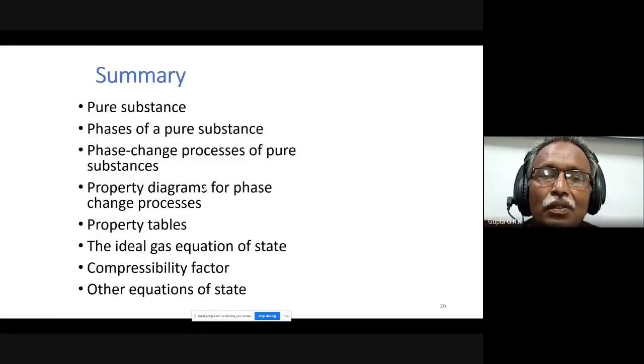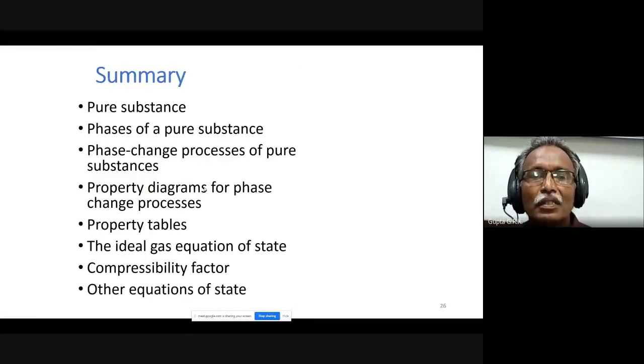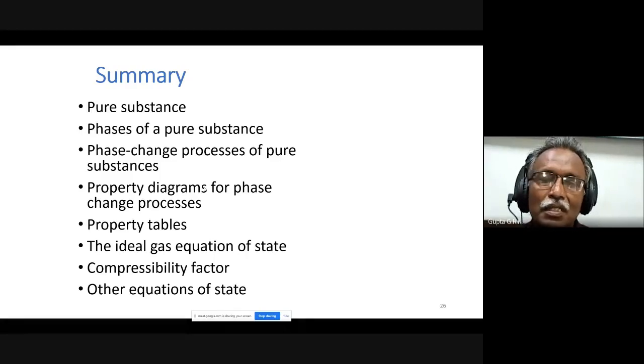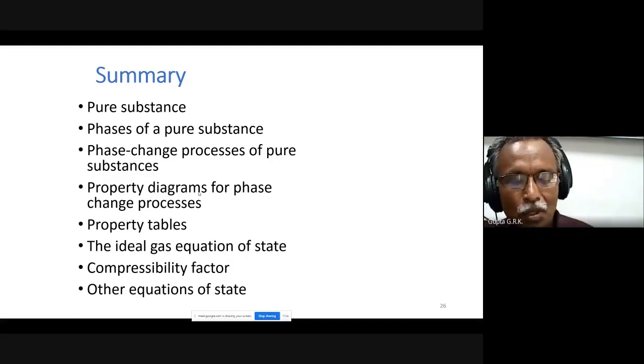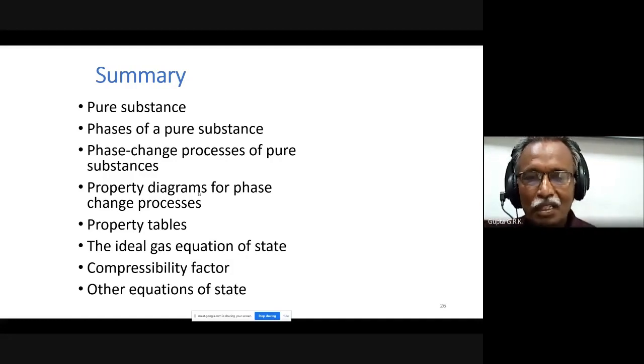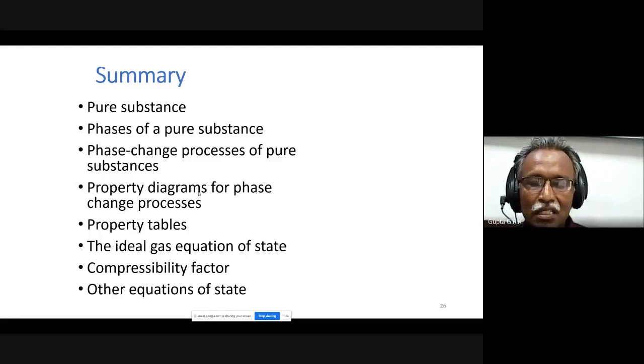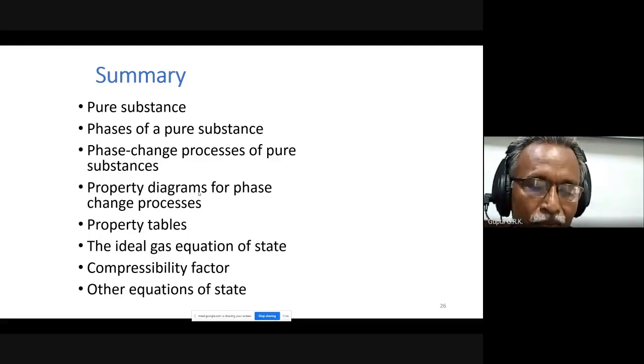So that is that actually. We have seen in this chapter, the chapter is completed. We will see the problems later. So: pure substance, phases of pure substance, phase change process of pure substance, property diagrams for phase change processes, property tables, and ideal gas equation of state, compressibility factor, and other equations of state. So these things we have discussed. And now we will see actually how we can solve the problems. Because now I cannot use the board and write something, we will see from the textbook itself.